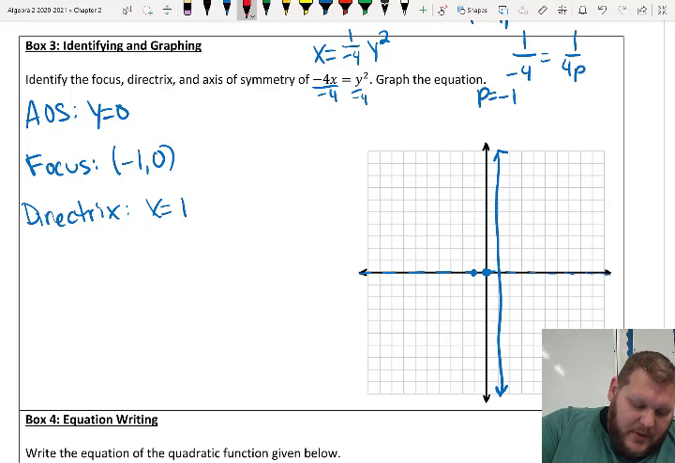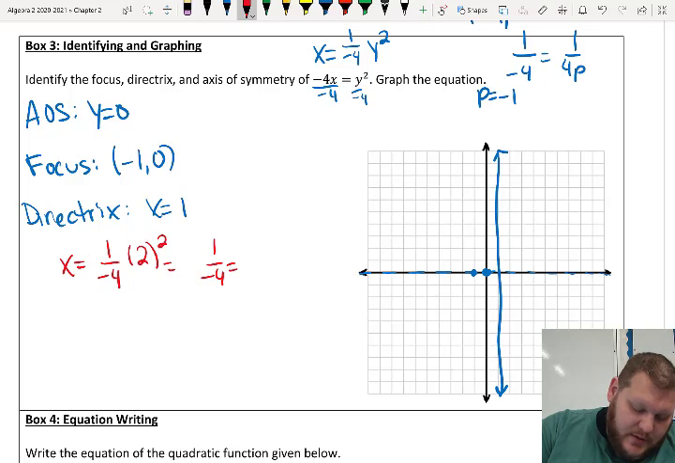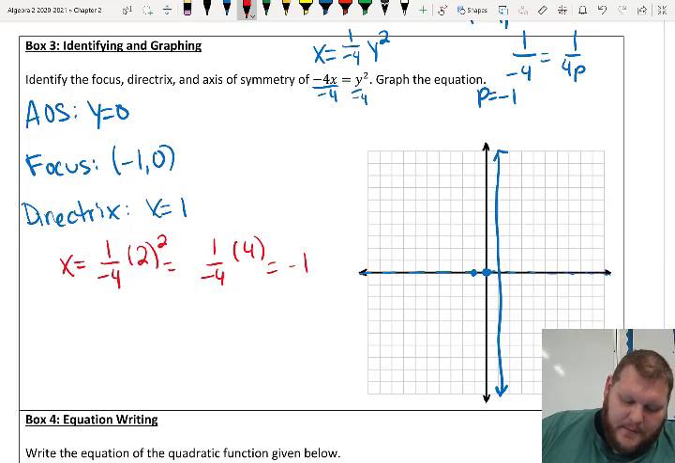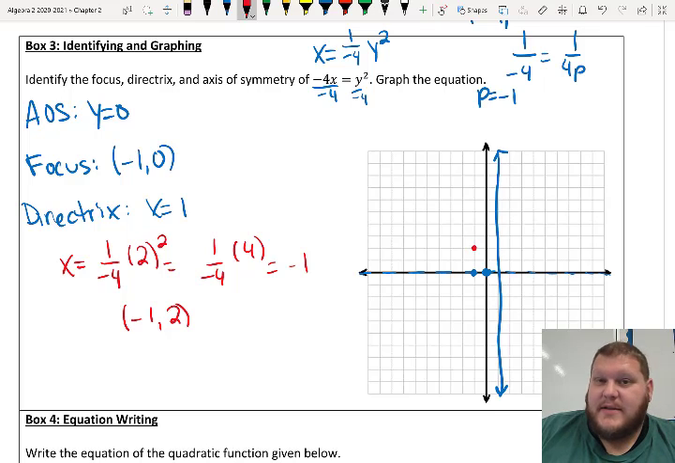So here, if I pick 1 over negative 4, let's just do 2. So here, 1 over negative 4 times 4 equals negative 1. So when my y value is 2, my x value is negative 1. So negative 1 comma 2 is that point right there, which means because of my AOS being at the x-axis, I also have a point right there.